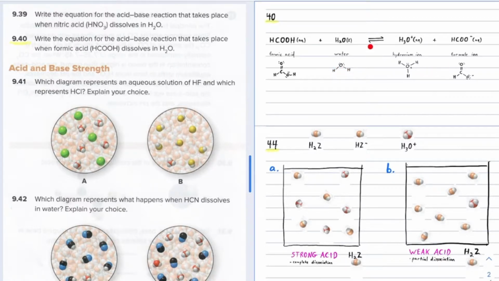Remember, this is a weak acid, so you need to write the equilibrium arrow. Strong acids get a one-way arrow. Every single molecule of a strong acid would do this. But formic acid is weak. One out of every 20 or 50 or 100 molecules does this. And so we need to acknowledge that with an equilibrium arrow.